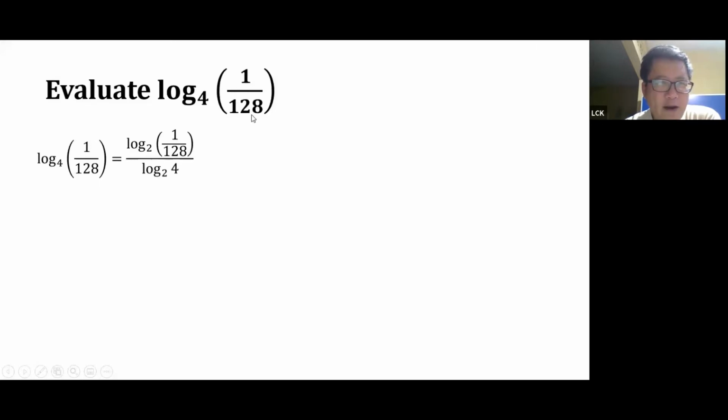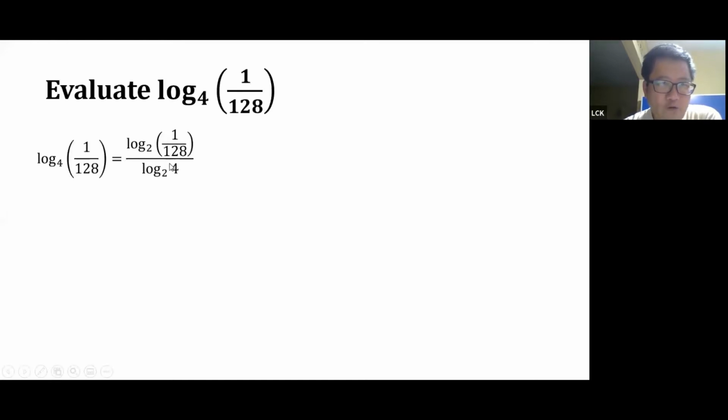So log base 4 of 1 over 128 is a little bit tricky here, but you have to remember that 4 is 2 to the power of 2, and 128 is 2 to the power of 7. Here you really have to make some connections. So I'm going to employ a change of base rule. I'm going to change the base to 2. Why have I done that? Because 4 is 2 to the power of 2, and 128 is 2 to the power of 7. To make things a lot easier, I changed the base to 2.